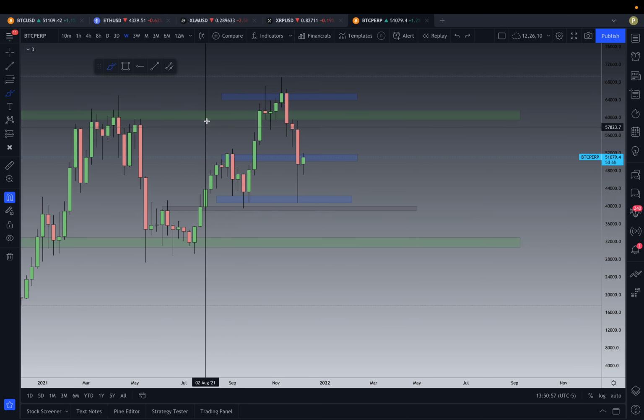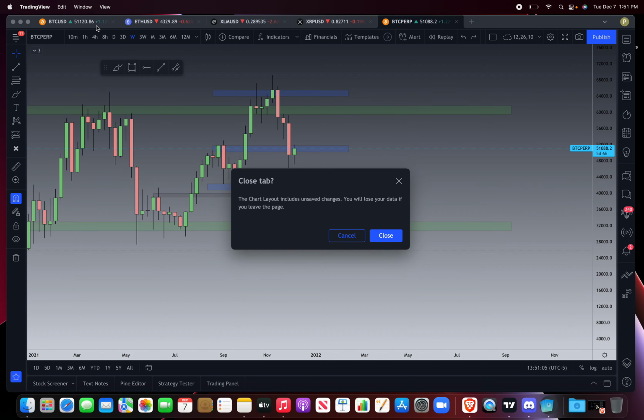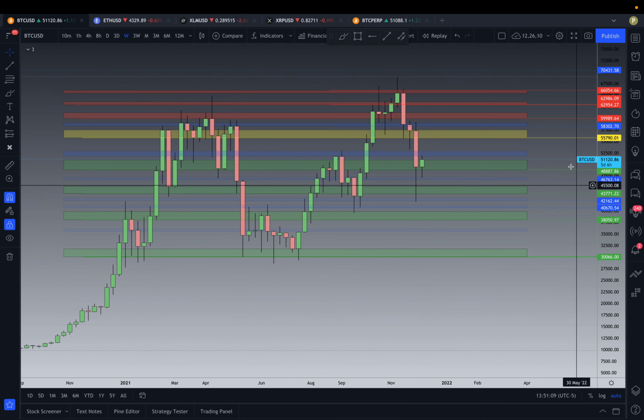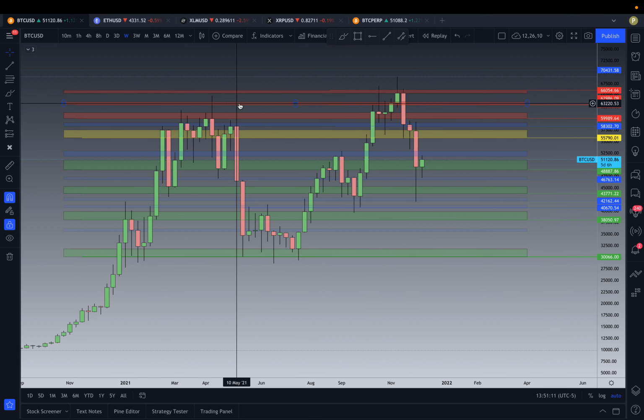Okay, so I just wanted to give a breakdown and show you what I was looking at, breaking down how I look at the levels. So let's X that out and go to my actual chart. All right, let's start from there.